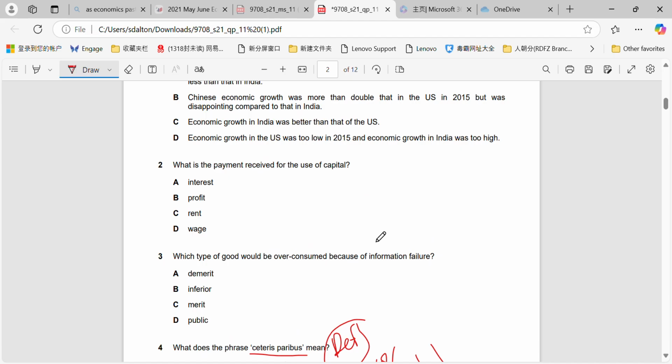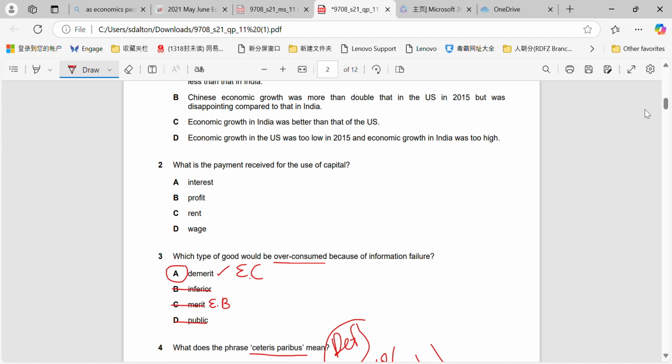Question 3. What type of good would be overconsumed because of information failure? That would be a demerit good. Okay, very simple. Demerit goods generate external costs. That is the reason why when the private sector provides them, they are overconsumed by consumers and they are overproduced by producers. Merit goods have the opposite effect. They are underconsumed and underproduced because of the external benefits that they generate. Inferior goods and public goods have nothing to do with the overconsumption. It is purely demerits.